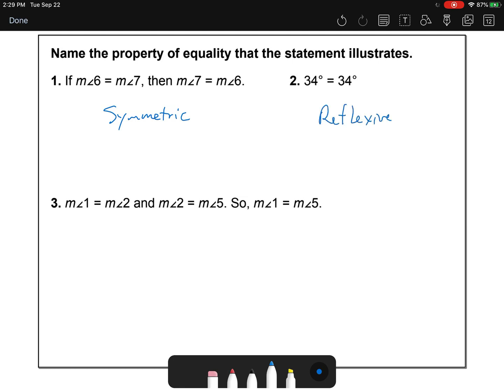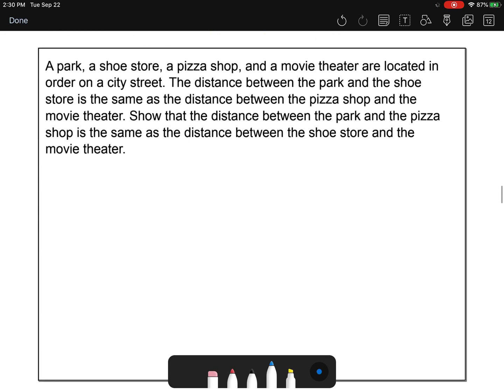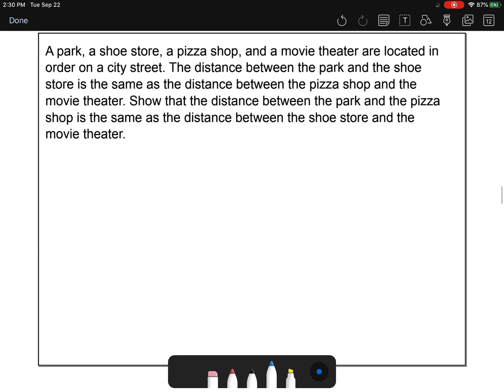How about 34 degrees equals 34 degrees? That is what we call the reflexive property, which means it equals itself. What about 3? If the measure of angle 1 equals the measure of angle 2, and angle 2 equals angle 5, then angle 1 must equal angle 5. That's the property we just talked about. That's the transitive property. All those properties are right there on page 468.